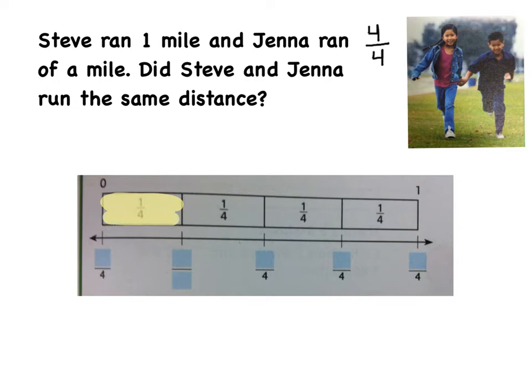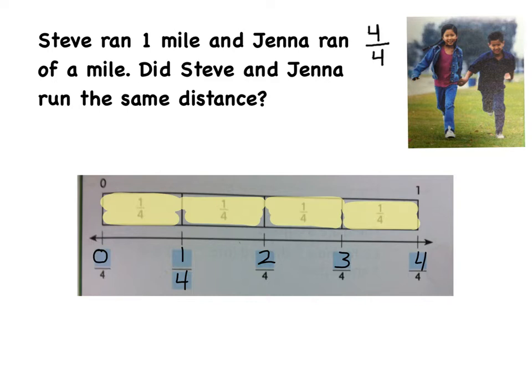1/4, 2/4, 3/4, 4/4. At the left side of the number line, we have 0 or 0/4. From there, we count by fourths. 1/4, 2/4, 3/4, 4/4.